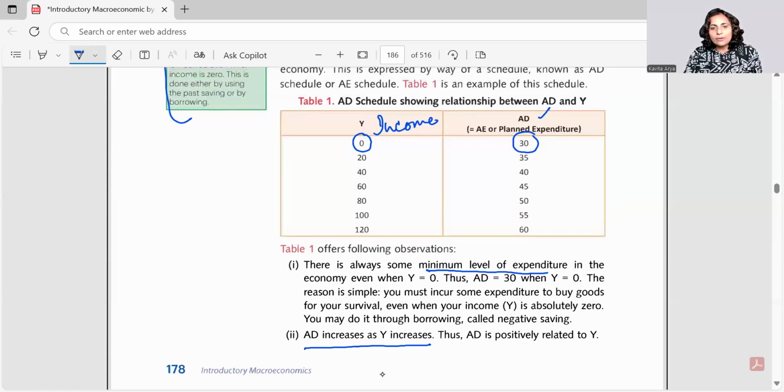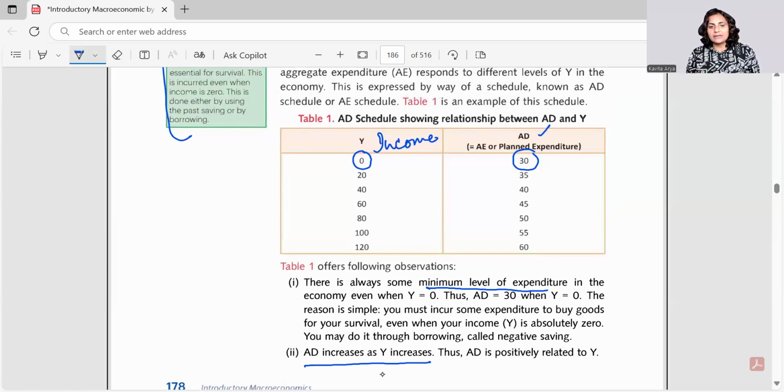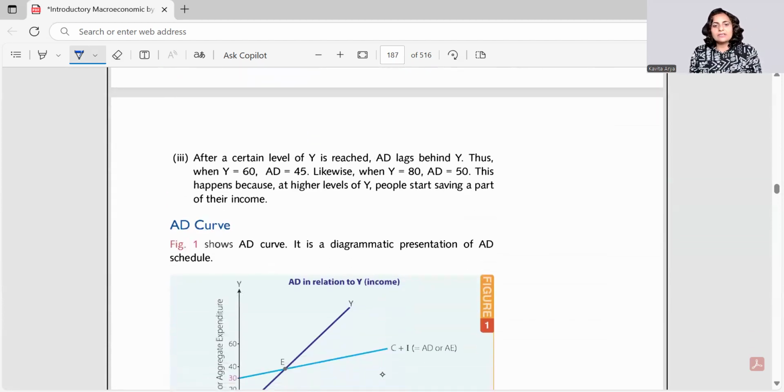And yes, when you're talking about AD and income, there comes a time when AD surpasses income. When a consistent rise in income happens, the demand then falls short of income. Then we have C, initially 30, 35, 40, 45, 50, 55, 60. Though in this very table it's not visible, later on you would see that AD surpasses income. It says that after a certain level of Y is reached, AD lags behind income. AD initially is more and later on it becomes less and income surpasses AD.